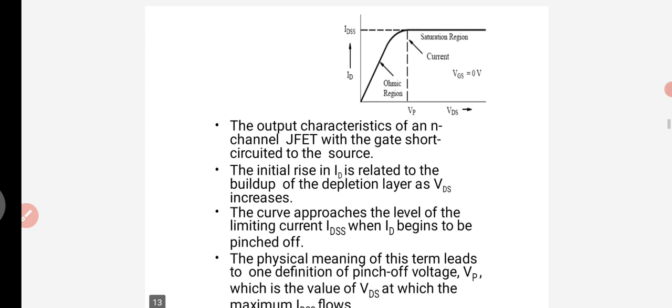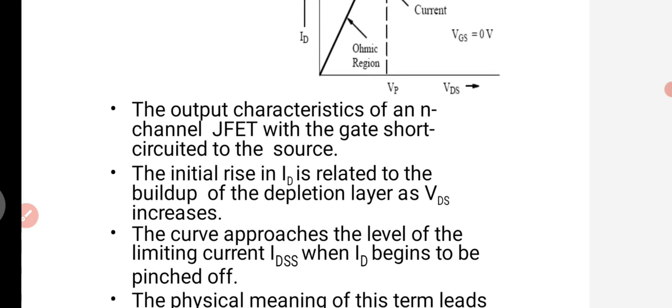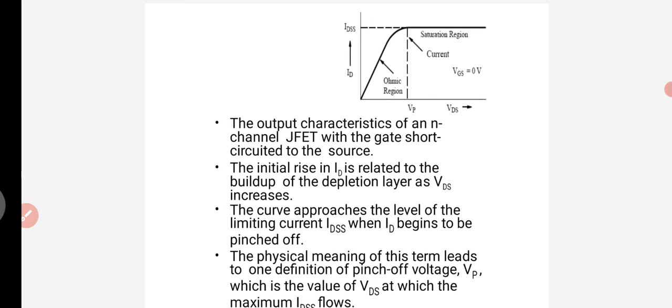Now look at the characteristics of this N-channel FET. These are the output characteristics of the N-channel JFET with the gate short circuited to the source. In the first case, when you short circuit the gate and source, there is a little amount of current flowing through the gate.